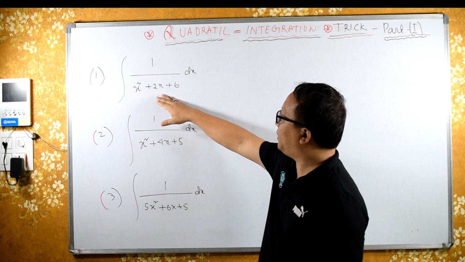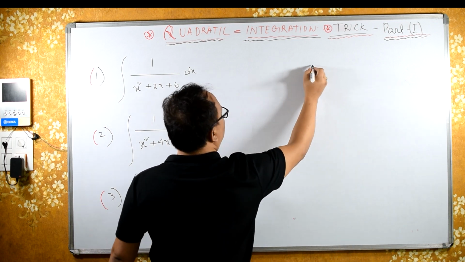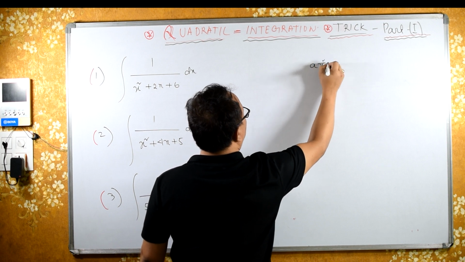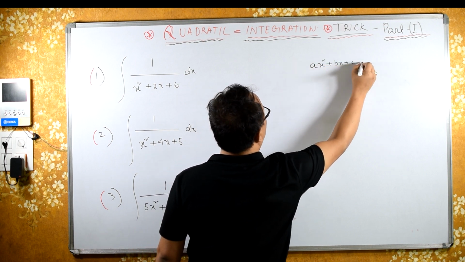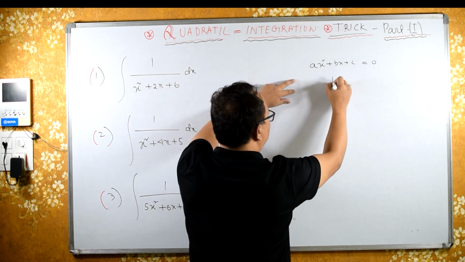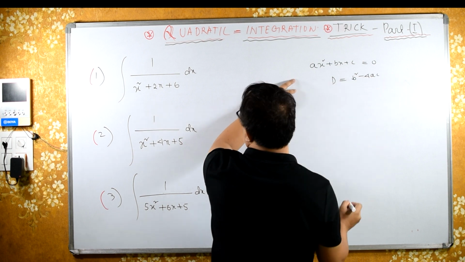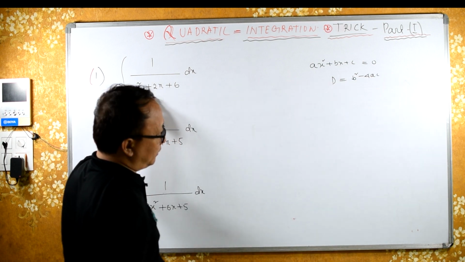Now we have x square plus 2x plus c. Remember what is discriminant? Any quadratic equation of this form, ax square plus bx plus c equals 0. Consider D as the discriminant. Discriminant means b square minus 4ac. Now check this discriminant.